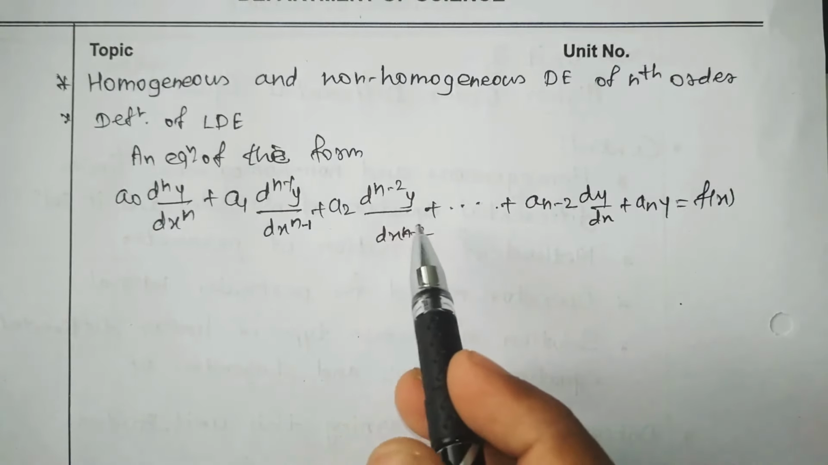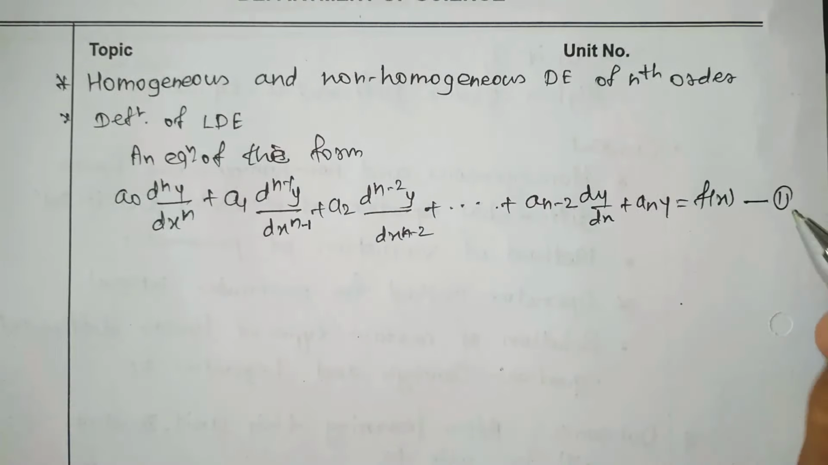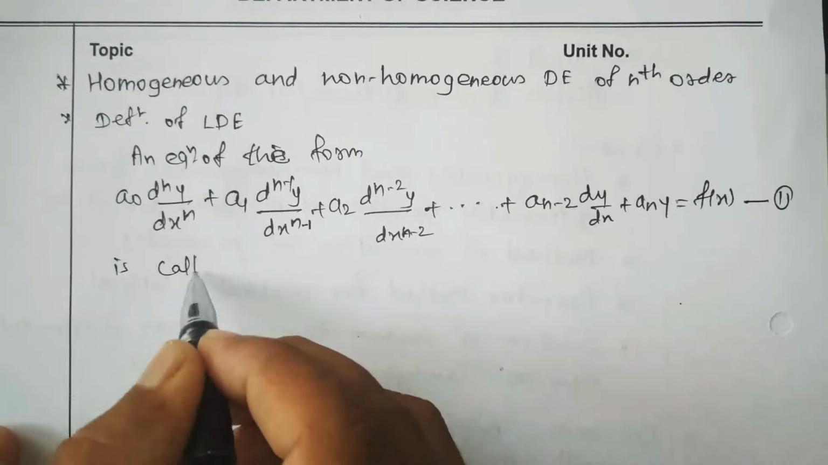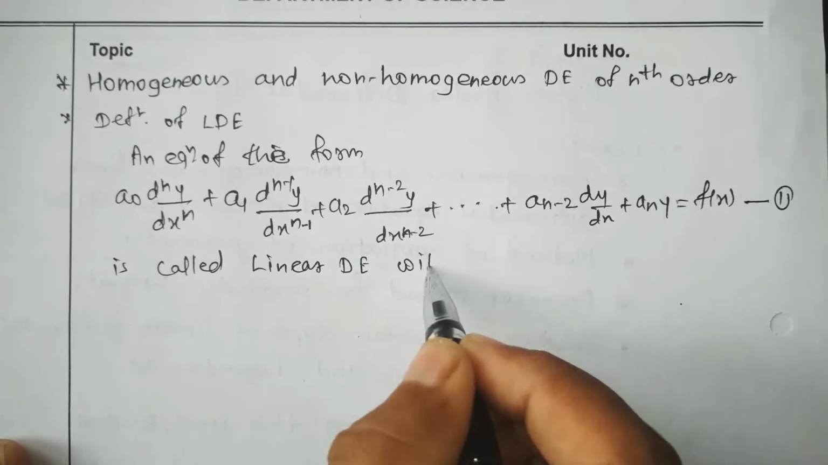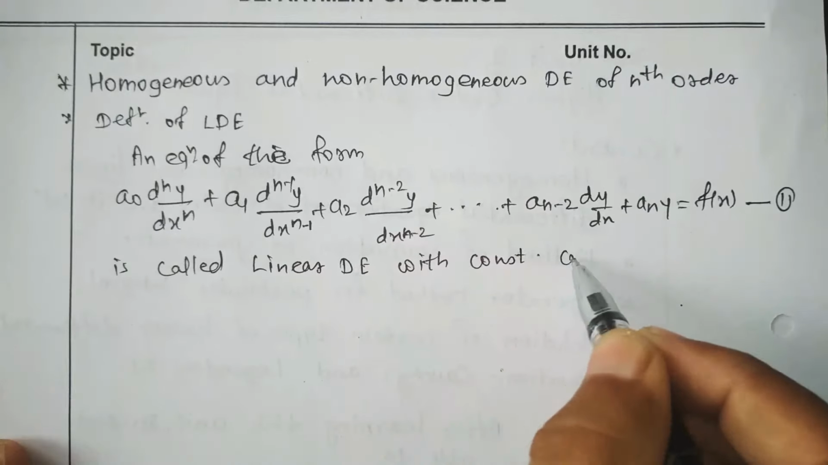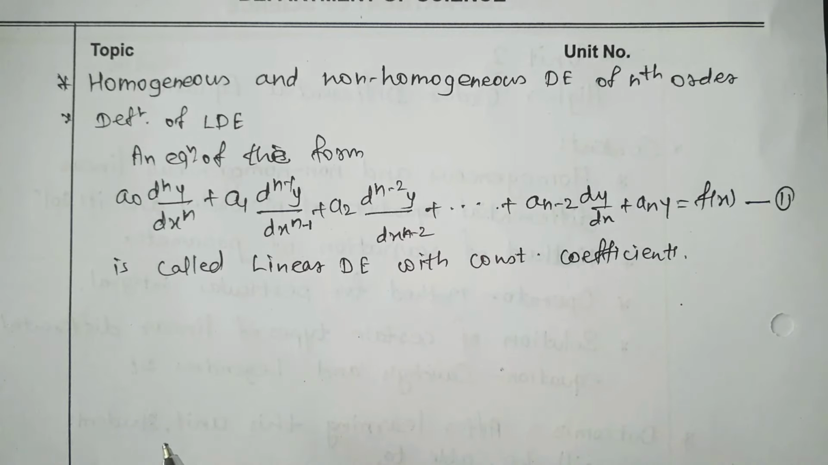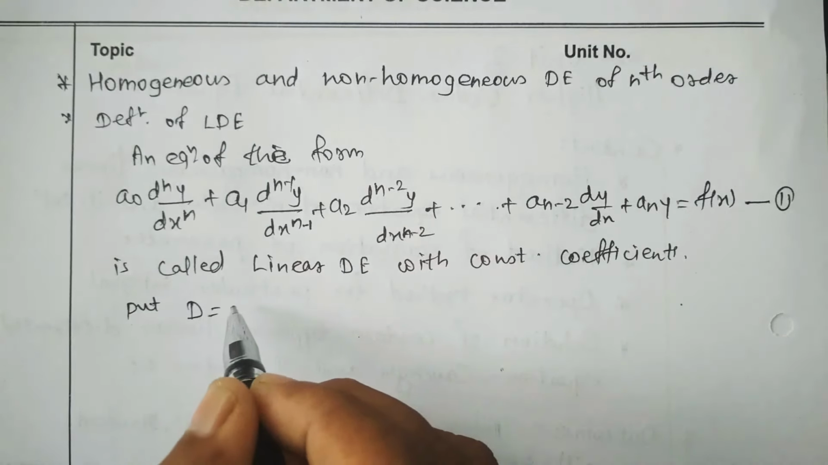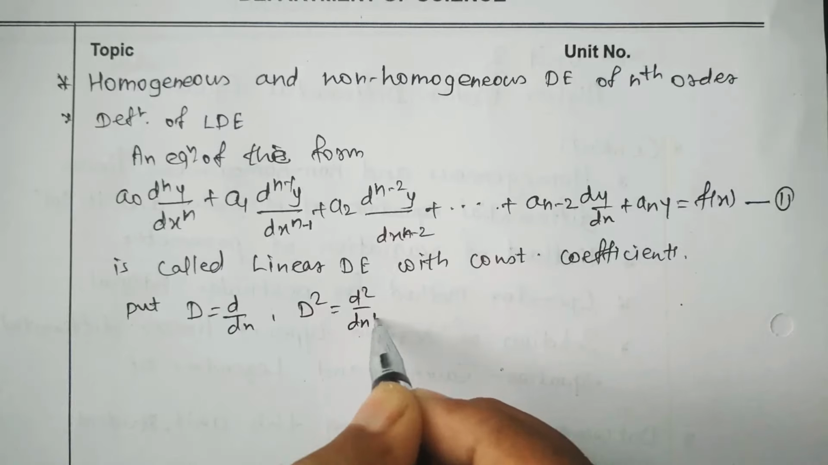This is an nth order linear differential equation with constant coefficients, and it is called a linear differential equation with constant coefficients. Now we can convert this differential equation into a simple form. For that we are going to put capital D equals d by dx, capital D square equals d square by dx square, and so on.